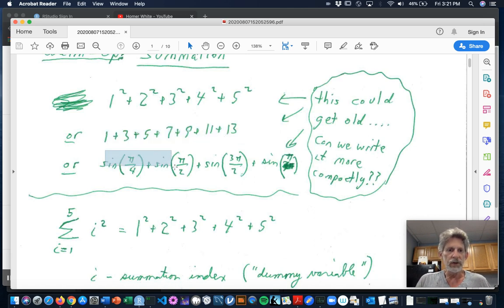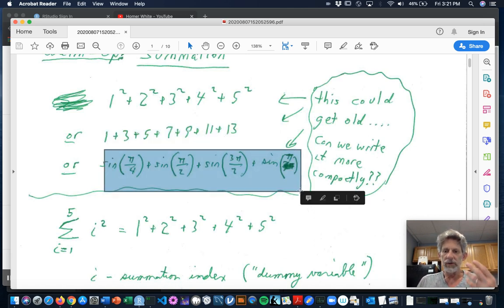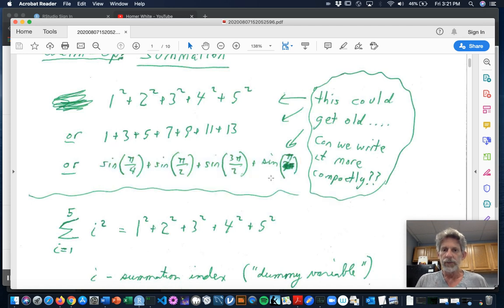Or what if you need to do the sine of pi over 4 plus the sine of pi over 2 plus the sine of 3 pi over 2 plus the sine of pi? And so you'll notice your angle in radians is going up by pi over 4 each time. You could write it like that, but this can get kind of tedious.